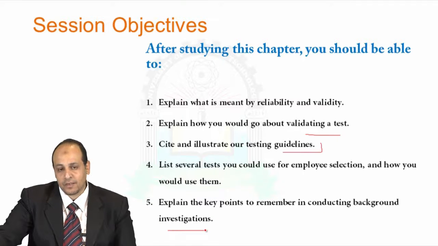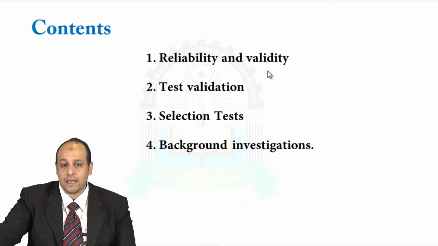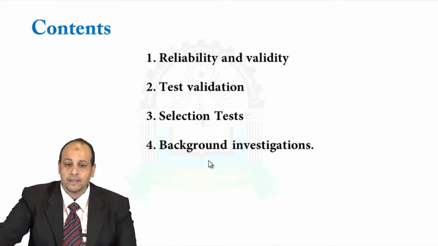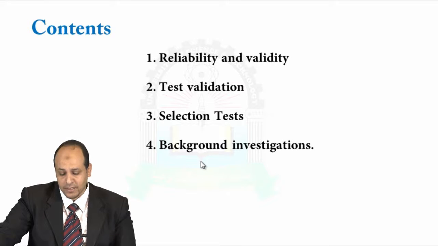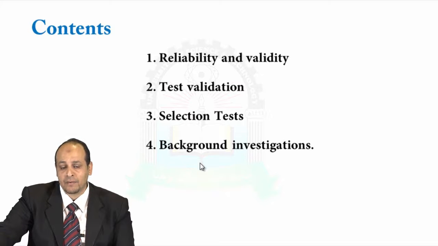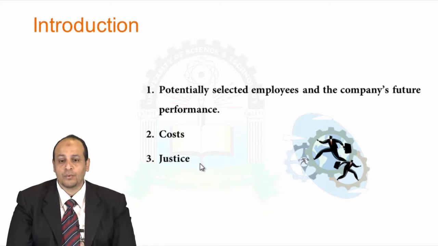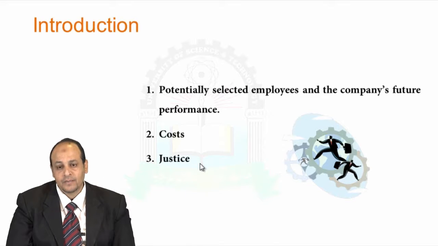Now, these are the objectives, and accordingly we will have the following contents. The first is about the reliability and validity as important features of any given test. Then we will talk about test validation, the different selection tests, and finally the last point will be about the background investigation, or as referred to, checking the background of employees. Now we start with this one as an introduction.